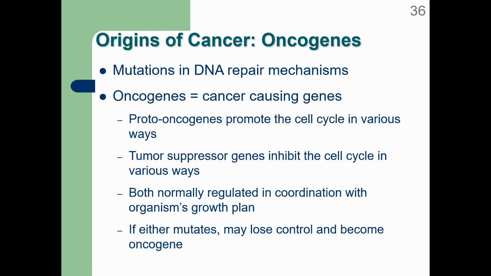So normally, we have ways to keep the cell cycle going, to suppress out of control replication, and both normally are regulated in coordination with the organism's growth plan. So hormones and chemical signaling say, yes, time to grow, no time to stop. If either one of these mutates, we can either get uncontrolled growth or some other error in that cell cycle.